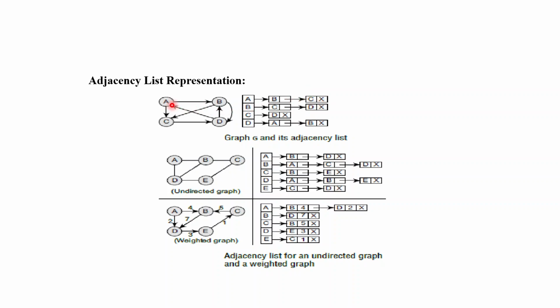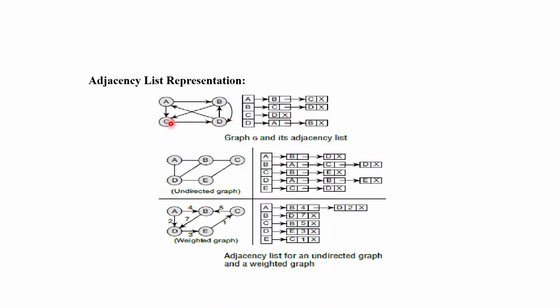So for A, it has only 2 outputs, to B and to C. So B and C are covered. So there is a null address in the last node. Likewise for B, how many outputs are there? To C and to D. So to C, and then from C it is D. So only 2 outputs.